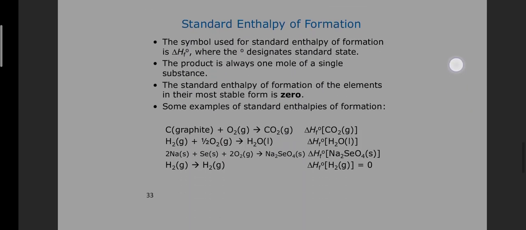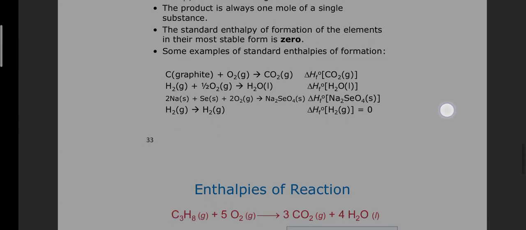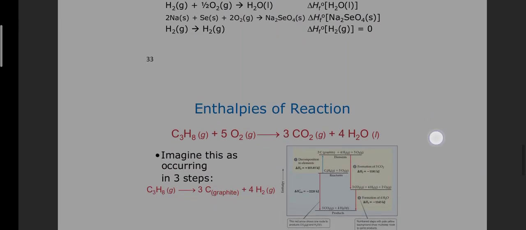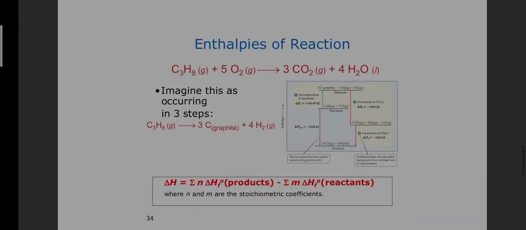Standard enthalpy of formation. The symbol used for standard enthalpy of formation is ΔHf°, where the degree sign designates standard state. The product is always 1 mole of a single substance. The standard enthalpy of formation of the elements in their most stable form is 0. Some examples of standard enthalpies of formation are given below. Next is enthalpy of reaction.